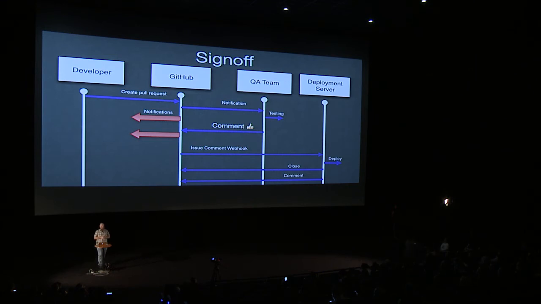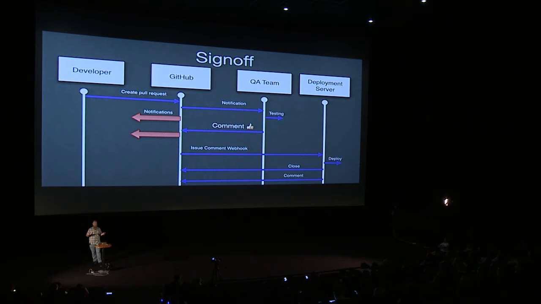When a developer creates a pull request, it sends a notification to a QA team or a manager or anybody else who cares. That team goes off and does whatever they need to do to be confident about it. They just mark a comment with a thumbs up, for example. That can be used to trigger any other number of servers, right? We have this little deployment server, which is what I said, well, why don't we deploy it when we have the QA team sign off?